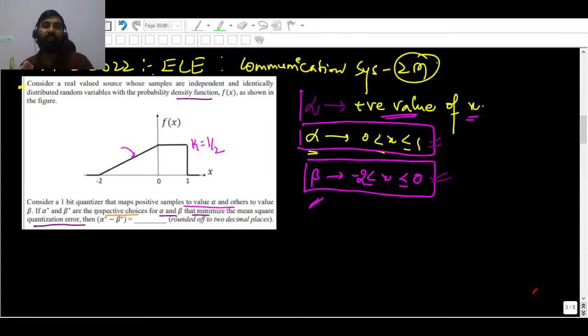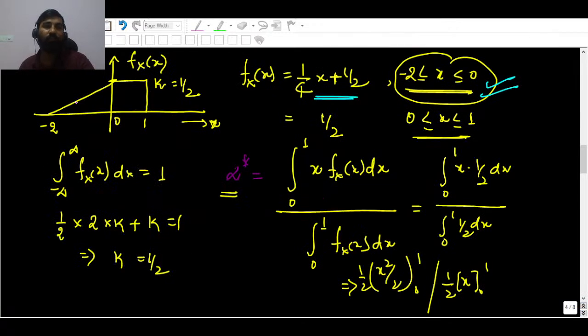Now if alpha star and beta star are the respective choices for alpha and beta that minimize the mean square quantization error, alpha star minus beta star we have to find, which is one. You can see the solution. This was the density function, and the area under the curve is a constant. This was the function f of x, written in the particular interval. This is what the function is, 1 by 4 by 2. Find the slope. The slope is 1 by 4, from 0 to 1.